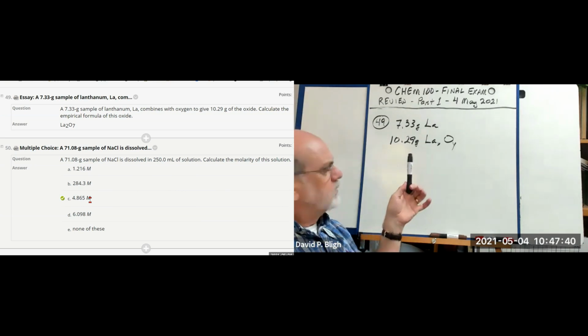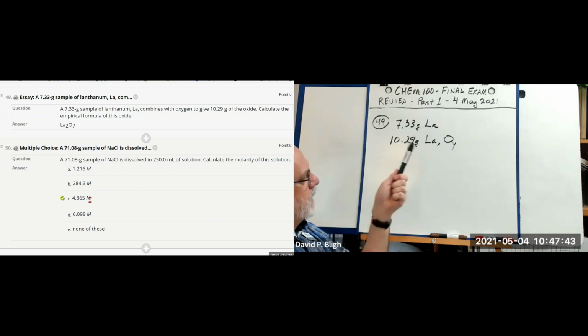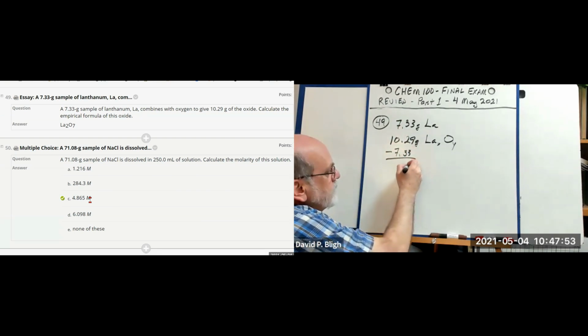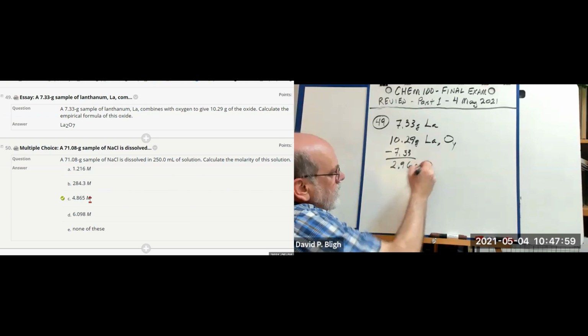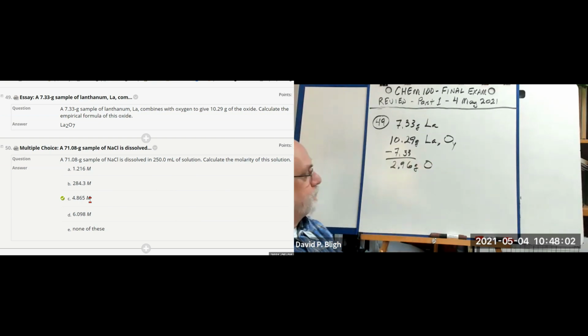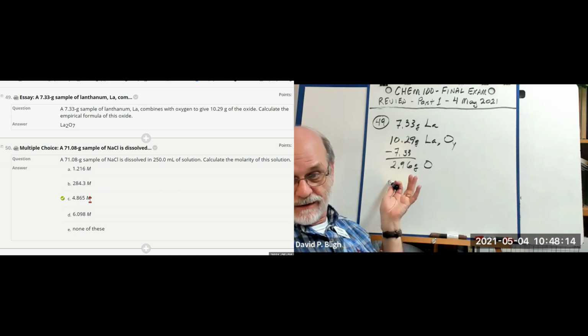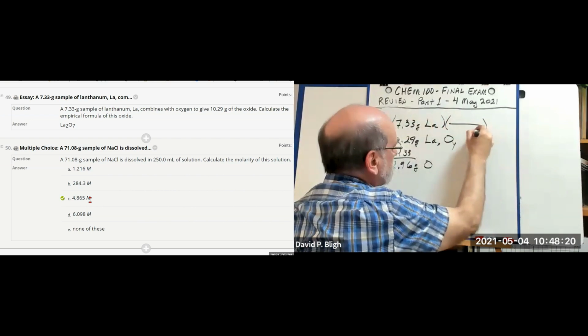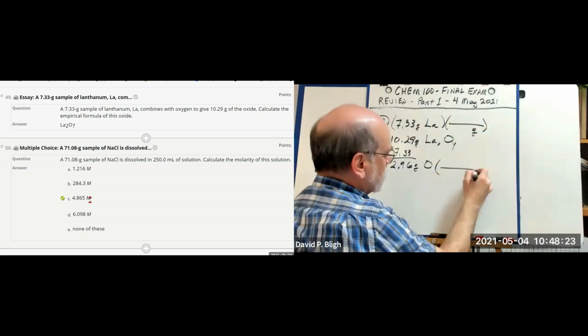All right, what do we know? Well, if this is lanthanum and this is the oxide, how much is oxygen? Oxygen's the difference, correct? 10.29 minus 7.33 is 2.96 grams of oxygen. Okay? So I'm thinking we know the mass here and the mass here. We just find out how many moles and then ratio them, correct? So this much lanthanum is how many moles? And this much oxygen is how many moles?